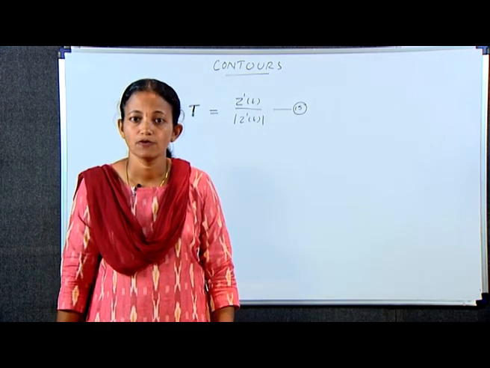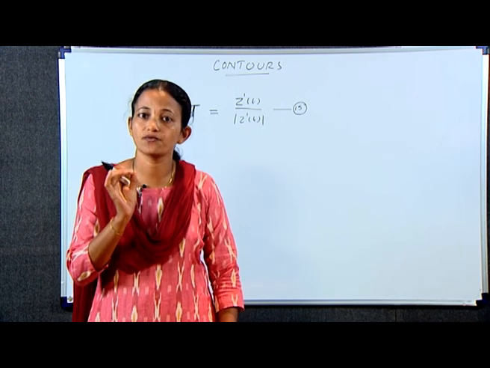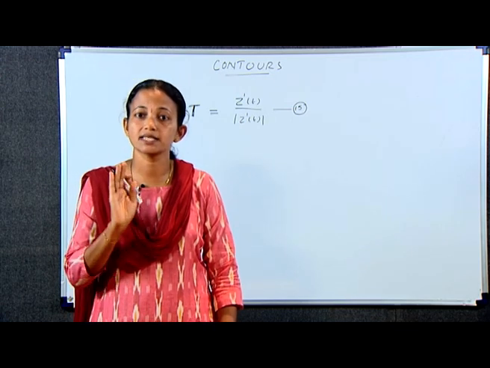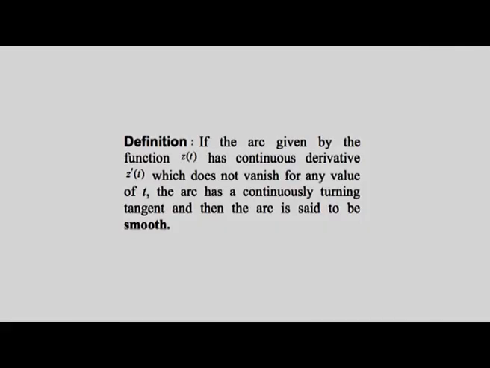This expression for T is the one learned in calculus when z of t is interpreted as a radius vector. Such an arc is said to be smooth. Actually, the definition is that if the arc given by the function z of t has a continuous derivative z dash of t which does not vanish for any value of t, the arc has a continuously turning tangent and then the arc is said to be smooth. This is actually the definition of smooth.